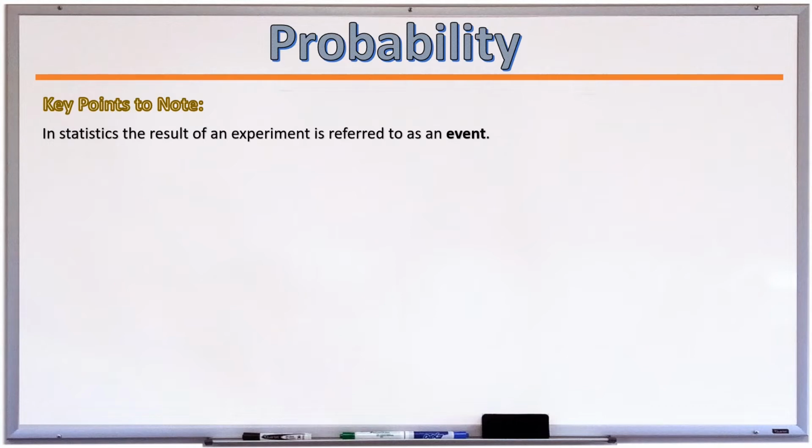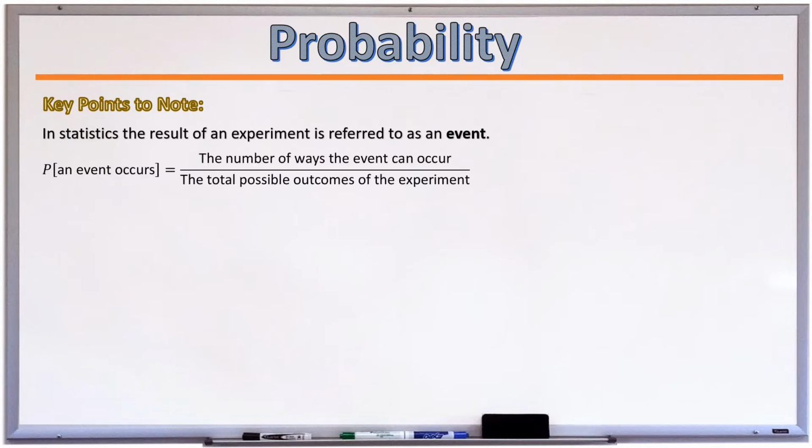We can extend this logic seen in the above two examples to arrive at a general definition for probability. A definition of probability that works well, particularly in the discrete case, is as follows. Remember, discrete events are events that can only take on integer values. The probability that an event occurs is just equal to the number of ways that the event can occur, divided by the total possible outcomes of the experiment.